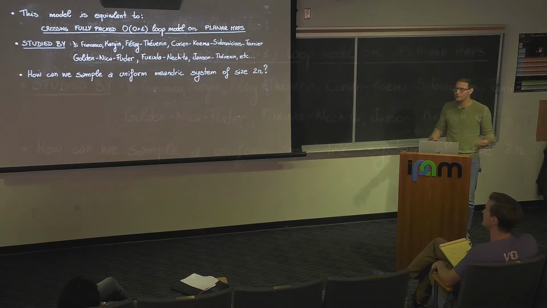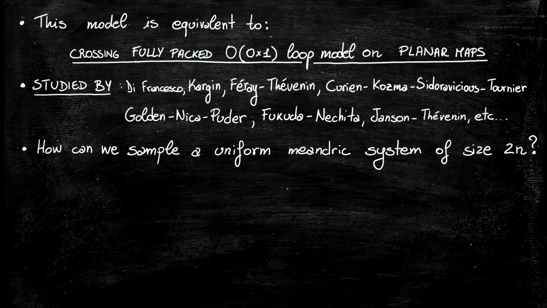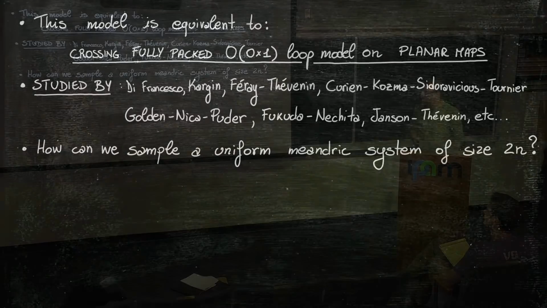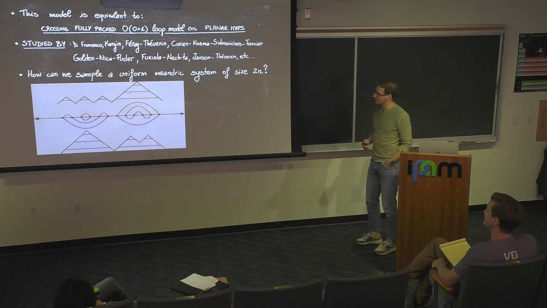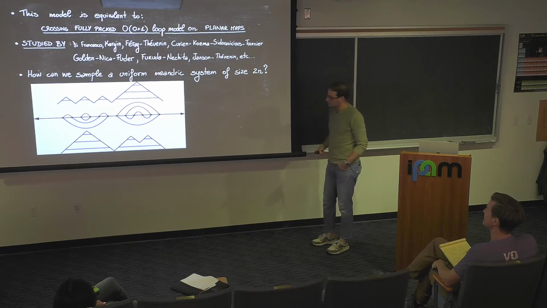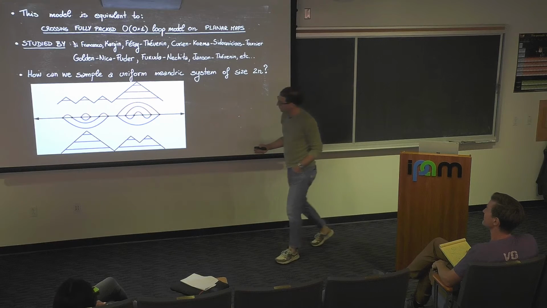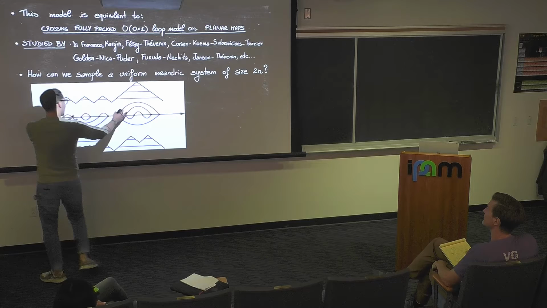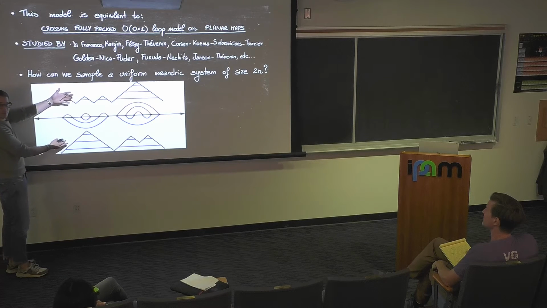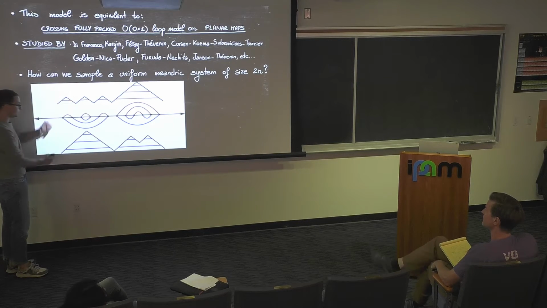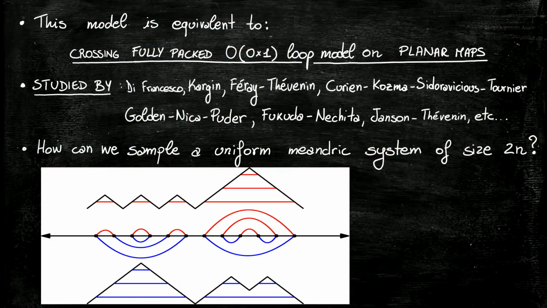OK, and the most basic question about this object is, how do I sample? There are finitely many configurations. How do I sample one uniformly at random? And this turns out to be exactly the easiest question in the model, because we have the following bijection. There is a bijection between meandric systems and pairs of Dyck paths, or walk excursions if you want. This is a walk that starts at 0 at time 0, and is at 0 again at time 2n. And what you do is the following.